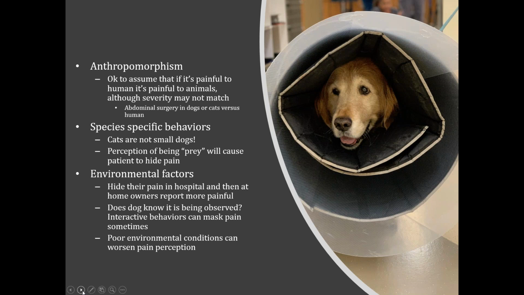Poor environmental conditions can generally worsen pain perception. And again, this is a little anthropomorphizing, but if you talk to people who are hospitalized, being in soiled bed linens, in an unclean environment, or in a loud setting, all this other environmental input can make the experience worse for that patient. And I think it's true for our patients too.